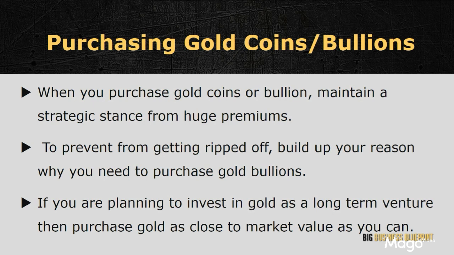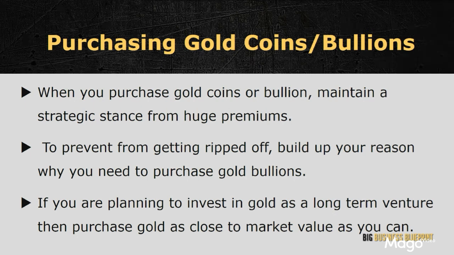On the other hand, you can purchase physical gold at different costs: coins, bars, and adornments. The most common gold coins are American Buffalo, American Eagle, and St. Gaudens. To prevent getting ripped off, build up your reason why you need to purchase gold bullion. If you're planning to invest in gold as a long-term venture, then purchase gold as close to market value as you can. These tips will help guarantee that you get great value from your investment.